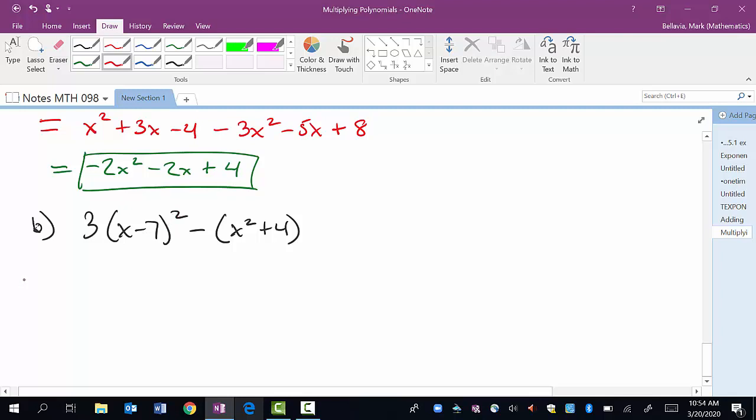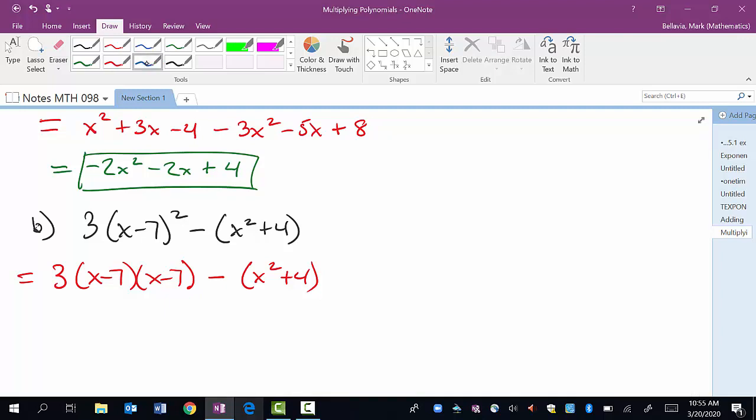It's kind of like when you had order of operations. So if I want to take care of this exponent first, I have x minus 7, the quantity squared. That really means to multiply x minus 7 times itself, remember. So this is going to be 3, and then parentheses x minus 7 times x minus 7. And then minus, I'll just keep this as it is for now, x squared plus 4. Make sure you have that minus sign, because that's subtraction is what it really means.